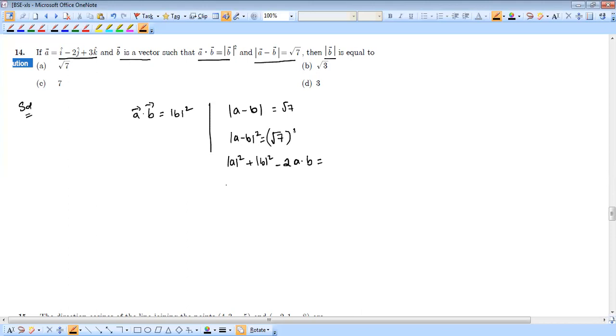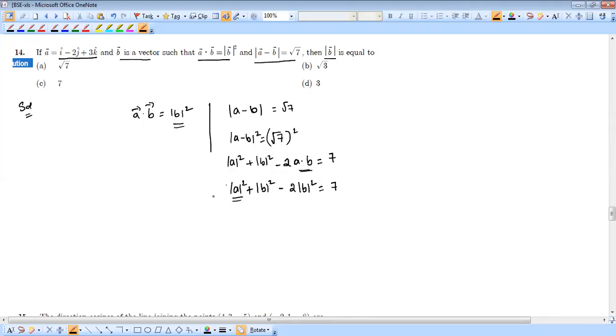Squaring 7. Now, modulus A square, modulus B square, and it is given clearly A dot B is nothing but modulus B square. So minus 2 into modulus B square is equal to 7.